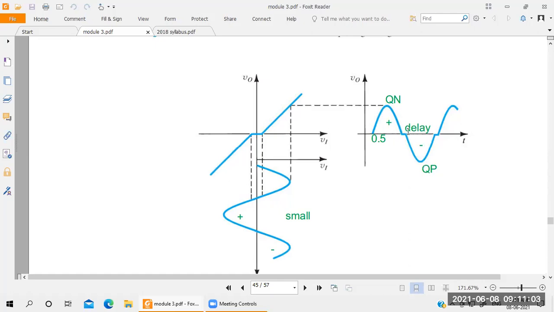This delay is called crossover distortion. This one is a drawback here. Understood? First, you have to enable the NPN transistor. After enabling the NPN transistor, then you have to enable the PNP transistor. There is some time, some delay to switch from NPN to PNP. That delay is called crossover distortion.